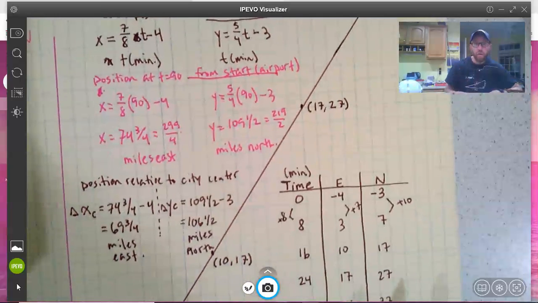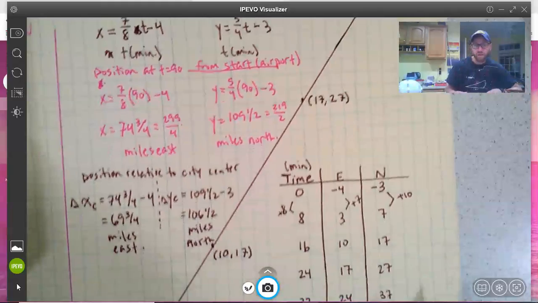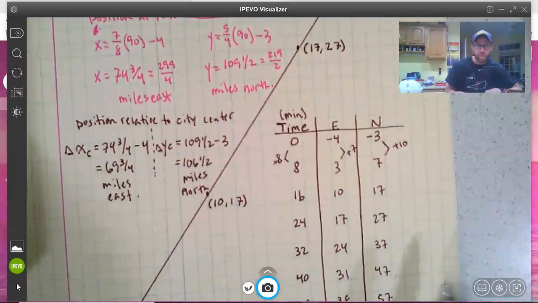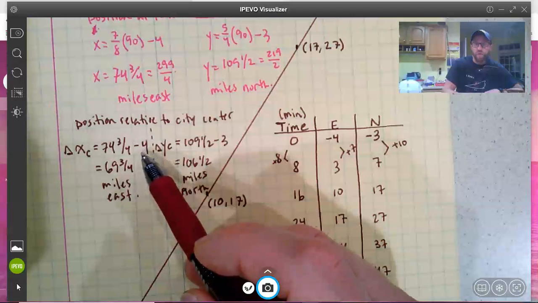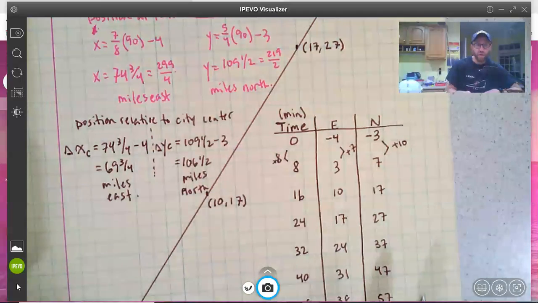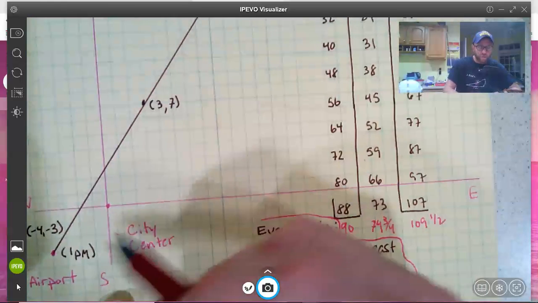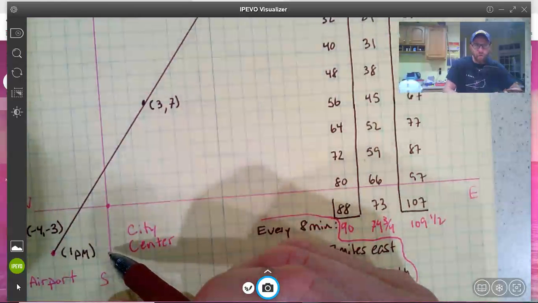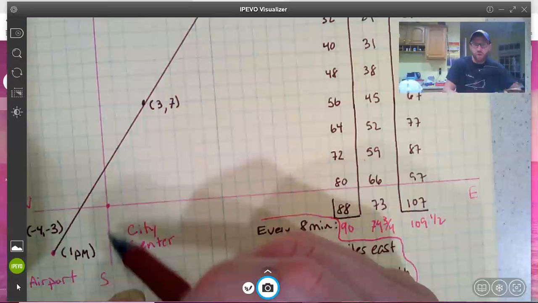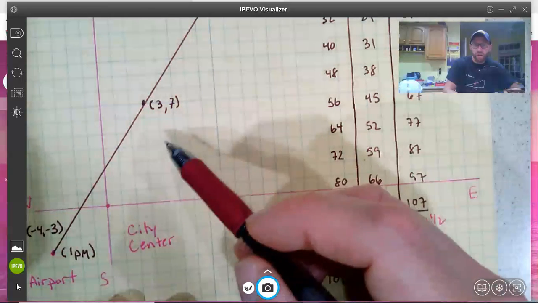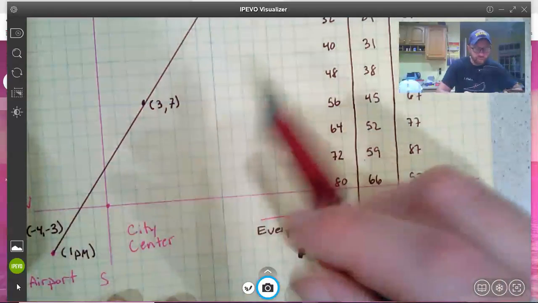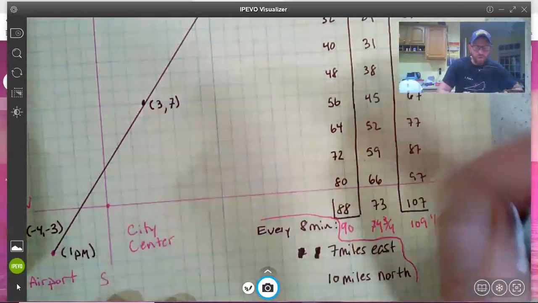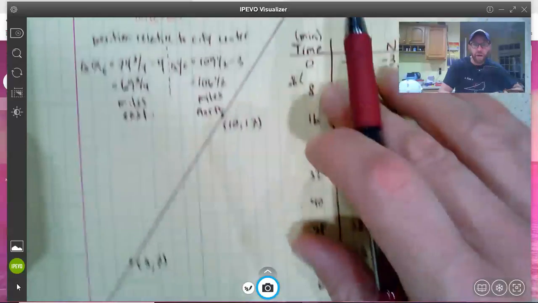Then we want to figure out, well, in relation to the city center, so to make up for that, we had to just take our eastward position and take away 4 miles, and our north position and take away 3, and that just accounts for the fact that we're actually 4 miles eastwise closer to the city center than we are from the airport at any location on the line. So we were a little bit closer, both east and north, so we had to take off some miles for that.